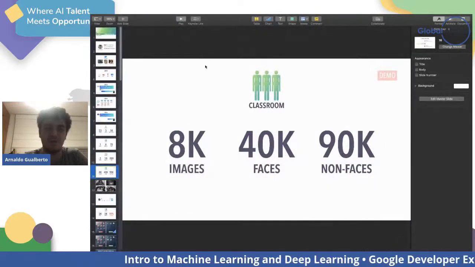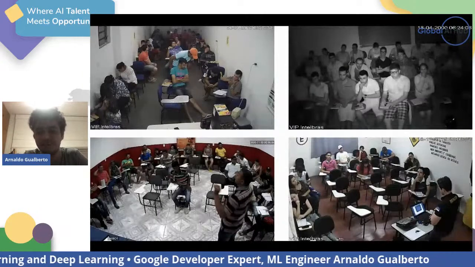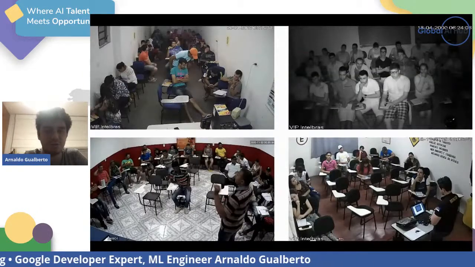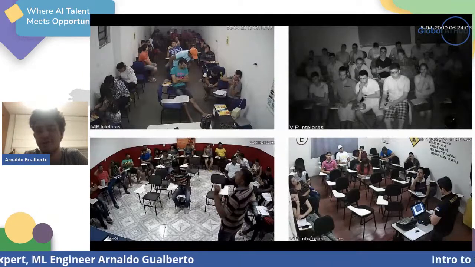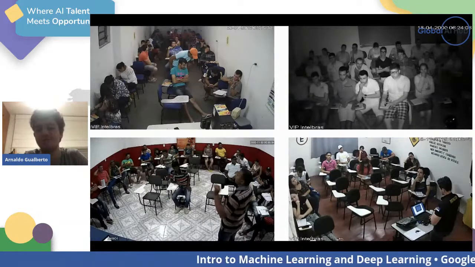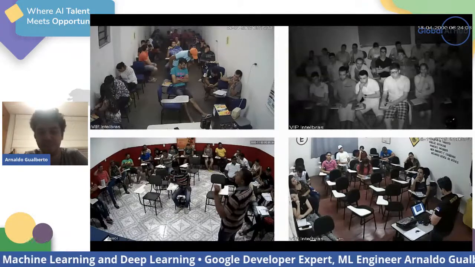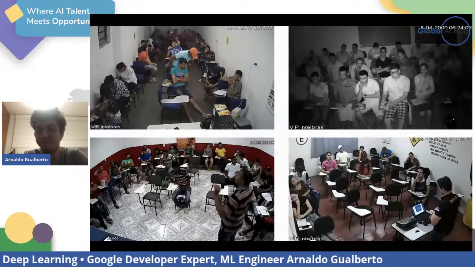So here you can see some examples of the images we trained our model on. So you can see there is no standard about the position of the camera. There is no standard about the position of the students. There's no standard about the classroom by itself.